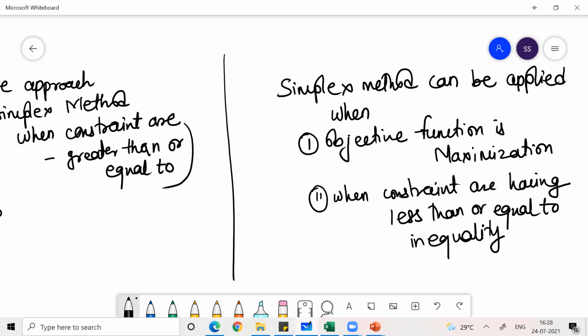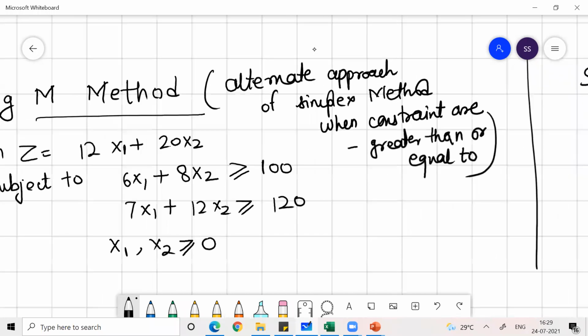Are you getting it, everyone? Are you understanding? Under these two conditions, you can use the simplex method: when the objective function is maximization and when the constraint is a less than or equal to inequality. Anyone, any doubt?